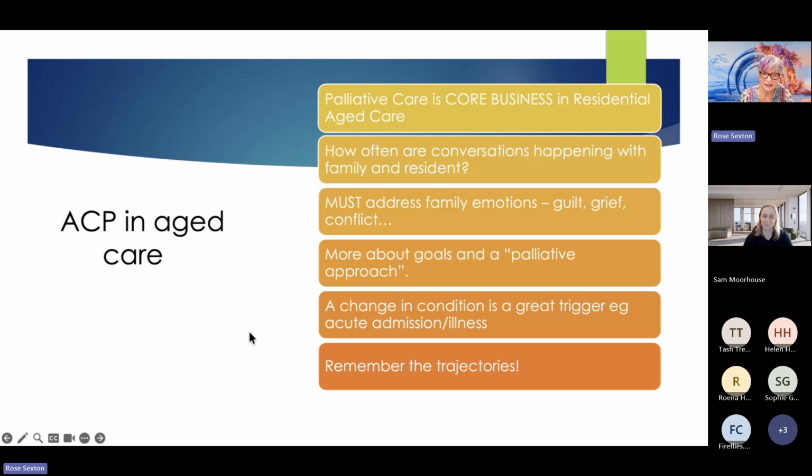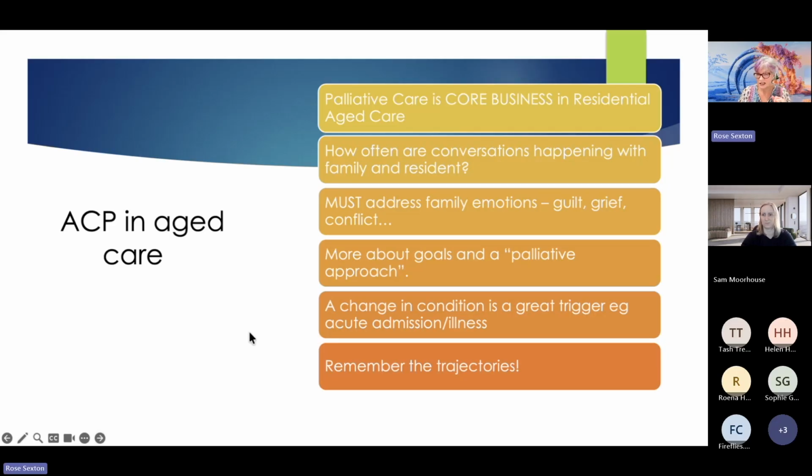The change in condition is a fantastic trigger to spark a family meeting or a chance to look at the advanced care plan or the goals of care to find out whether we're still on the right track. So that would be like an acute admission, say a fall or an infection, chest infection, or some kind of wound infection.